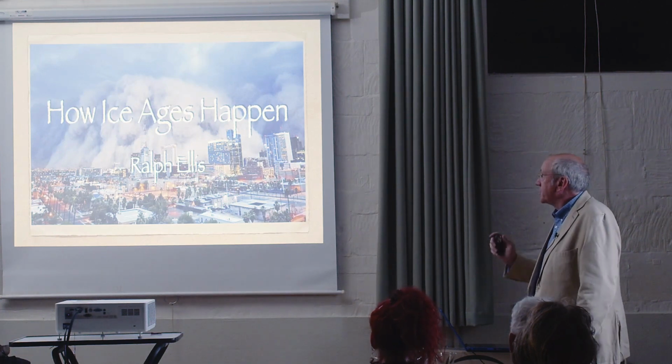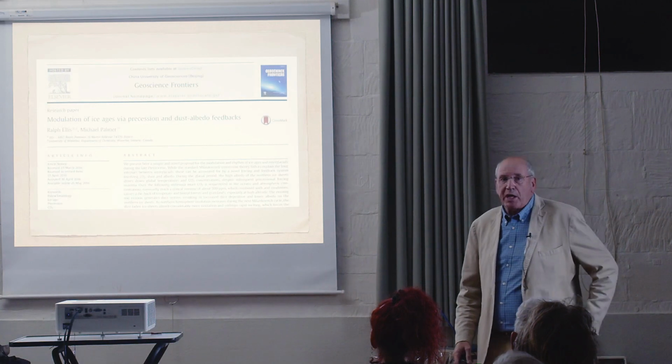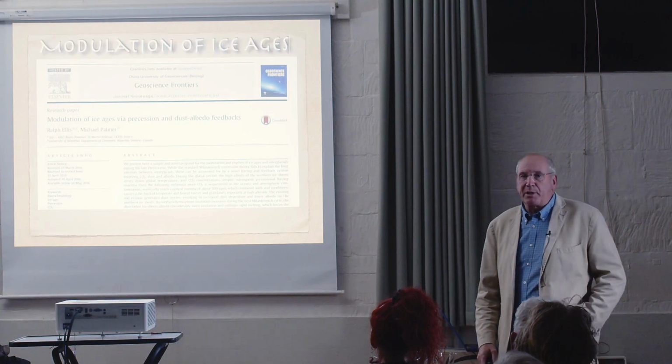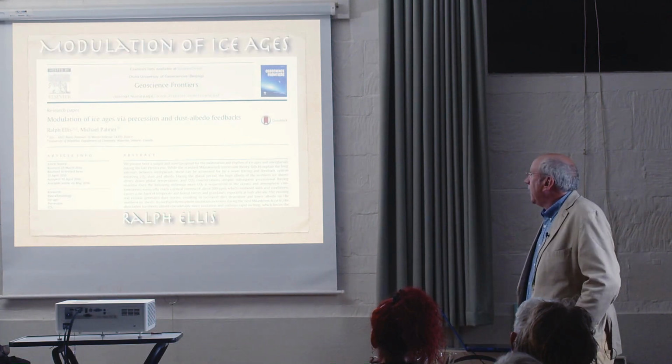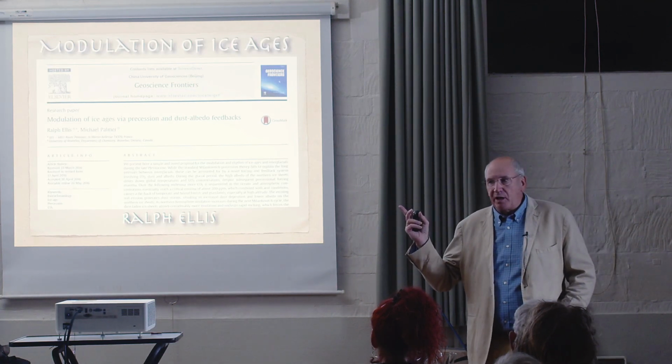So I wrote this climate paper, Modulation of Ice Ages by Dust and Albedo Feedbacks, by myself. It's freely available online as a PDF, so you can pick it up and have a look at it. Most of these papers cost $35, but this one is free.